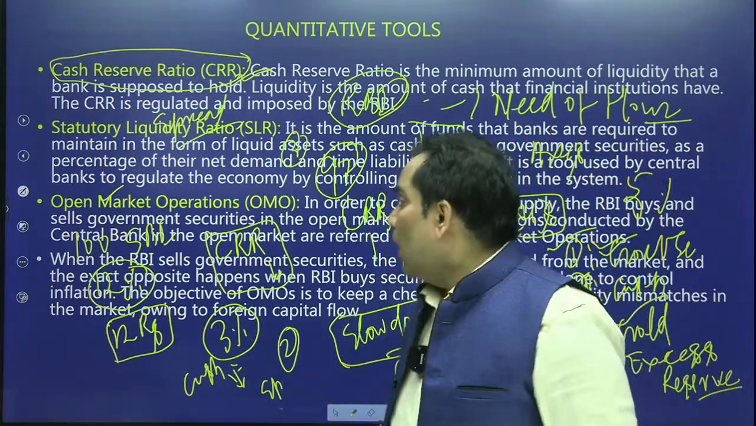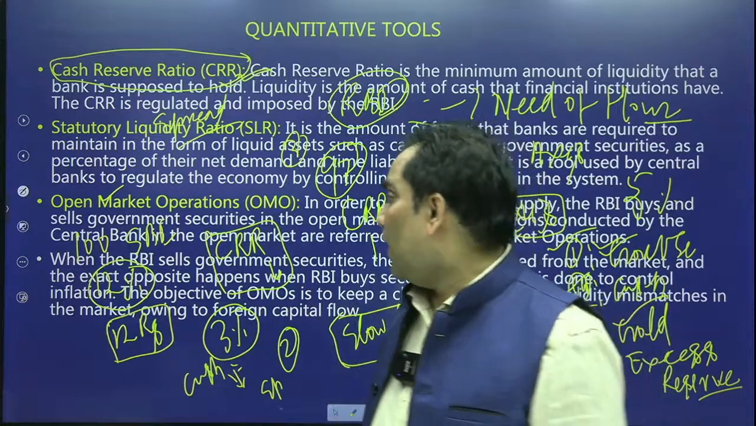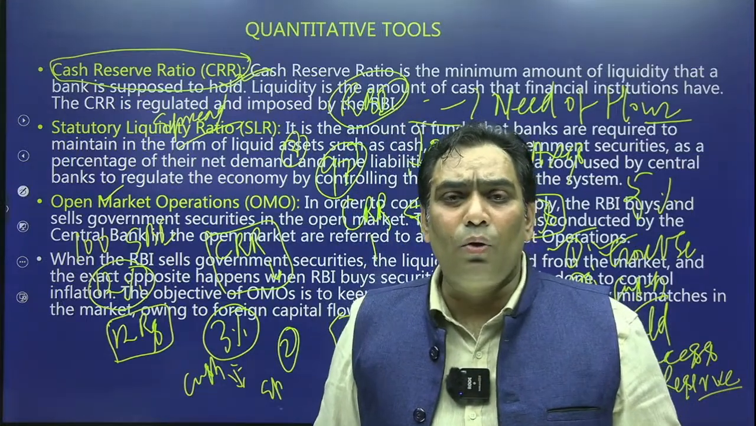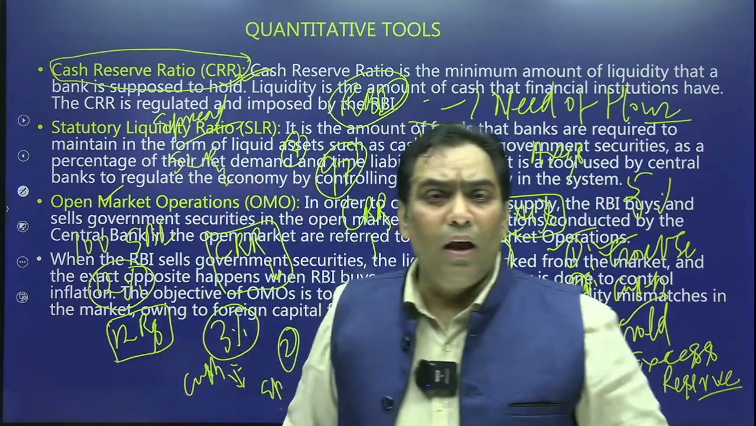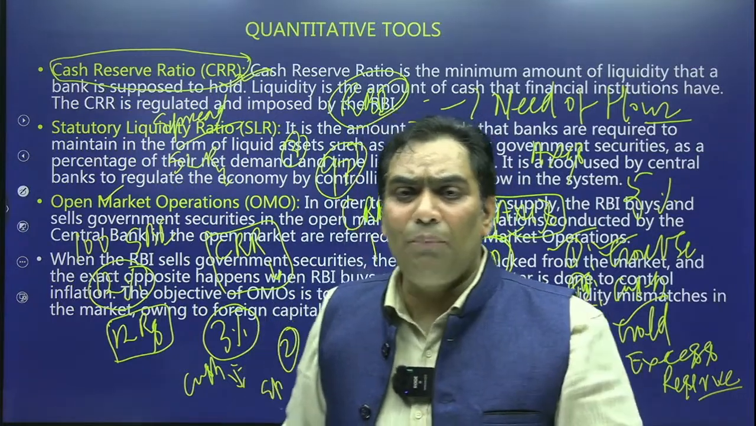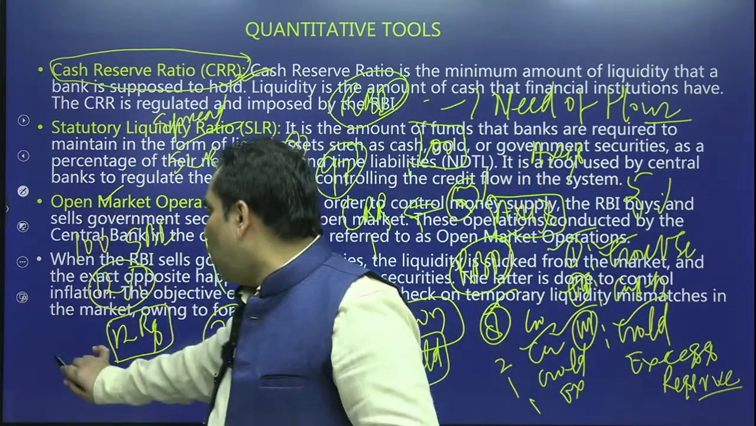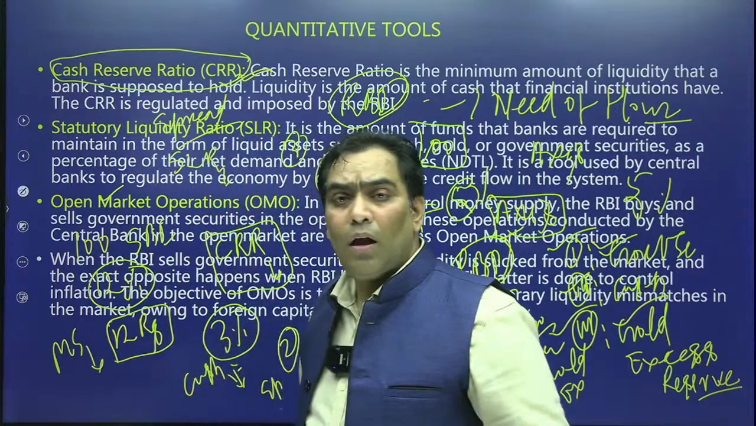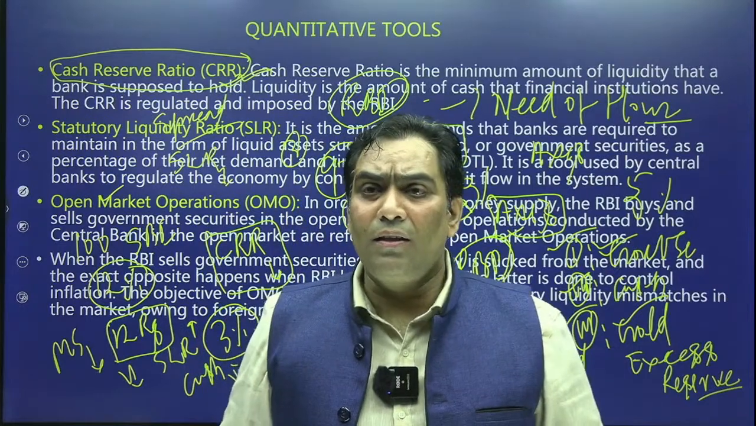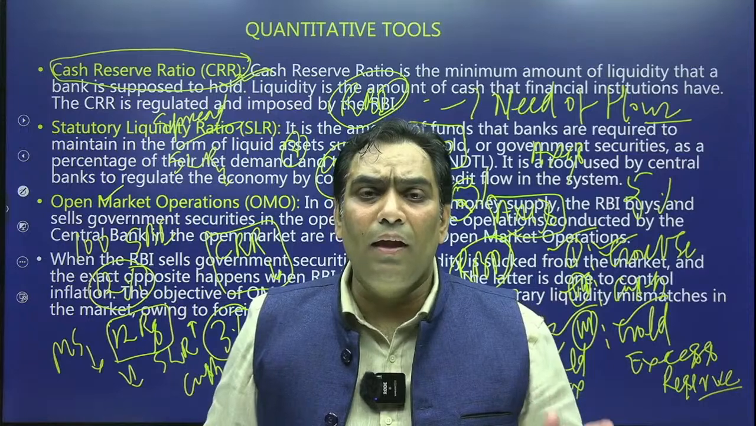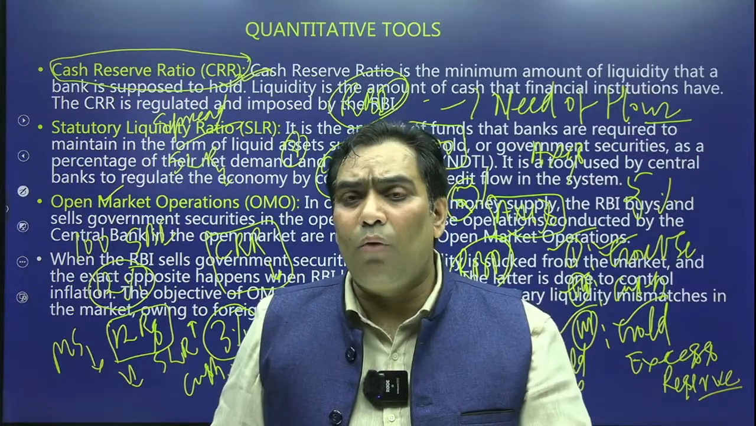So this is the meaning. That means this is how it works as a tool of monetary policy for increasing or reducing the money supply as per the need of the hour. If RBI wants to increase the money supply, RBI will reduce the SLR rate. Whereas if RBI wants to decrease the money supply in the economy, RBI will increase the SLR rate. By increasing or decreasing the SLR rate, RBI maintains the required amount of money supply in the economy.